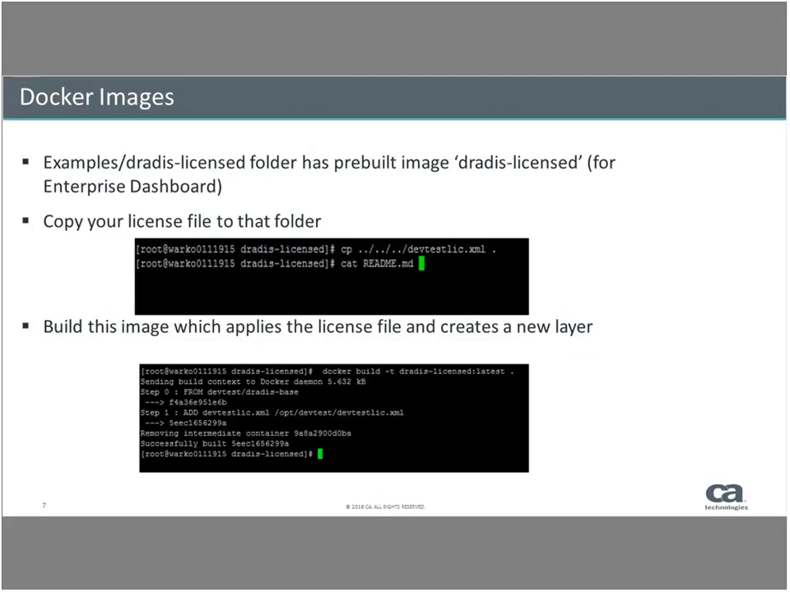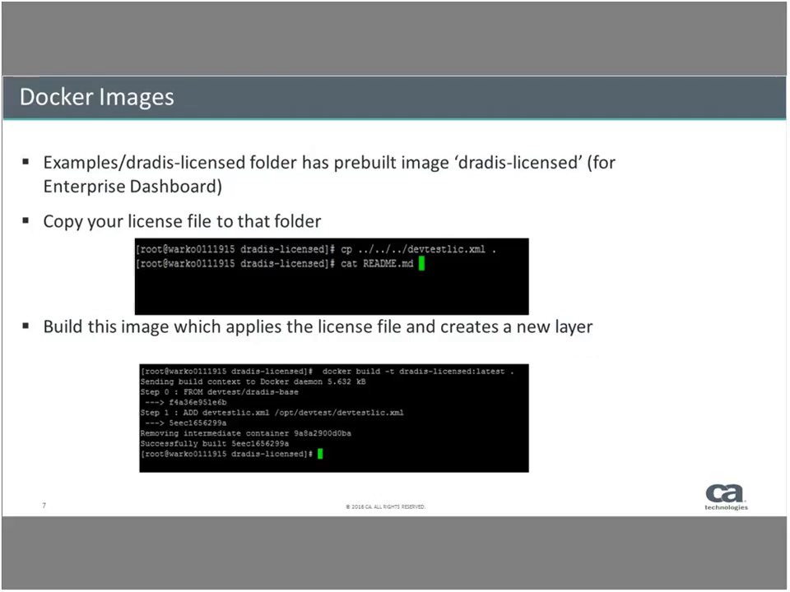So for the demo, and even you guys can use it when you go through this, there is a pre-built image called Travis license. So there's a folder called examples, and in examples folder, there's another folder called Travis license, which has a pre-built image, which is called Travis license. Now that, as you would already know, since you've been using Enterprise Dashboard for a while now, Enterprise Dashboard needs a license file, a DevTest license file. So wherever your license file is, you would copy that license file to this folder, as a screenshot shows.